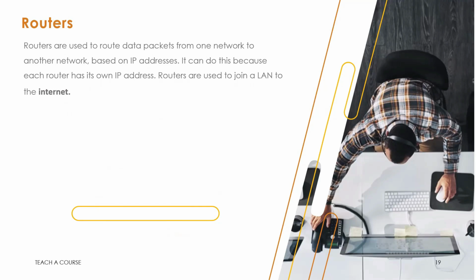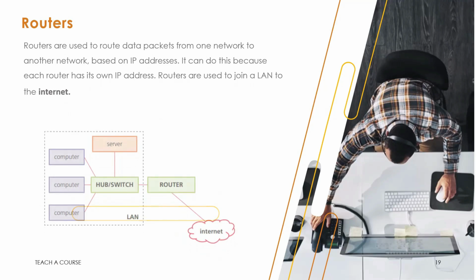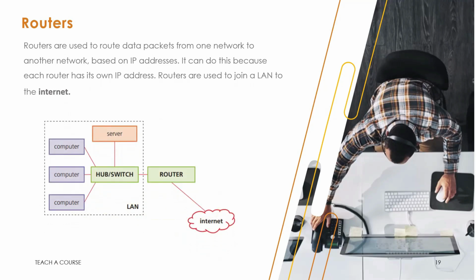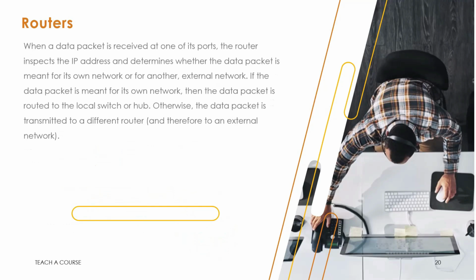Each router has its own unique IP address. When a data packet is received at one of its ports, the router inspects the IP address and determines whether the data packet is meant for its own network or for another, external network. If the data packet is meant for its own network, then the data packet is routed to the local switch or hub. Otherwise, the data packet is transmitted to a different router and therefore to an external network.